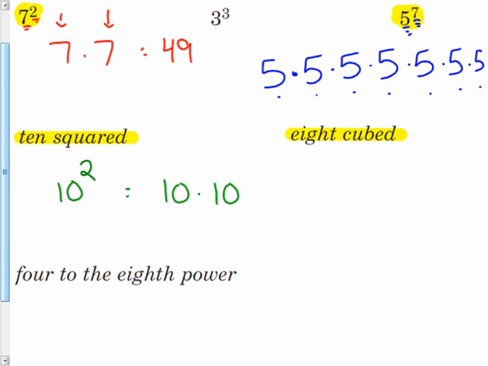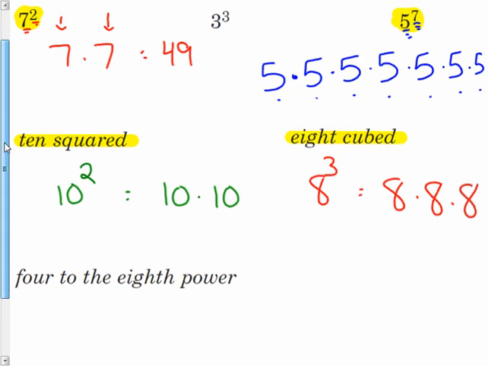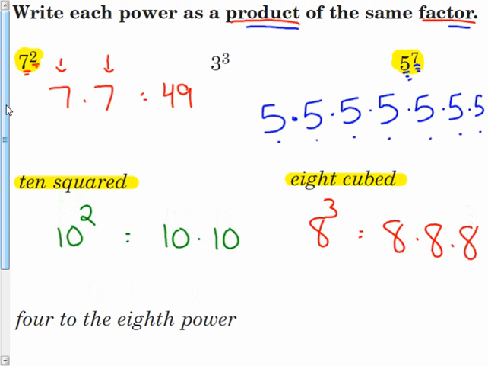8 cubed. Remember, the phrase cubed means the exponent is 3, or to the power of 3. So 8 cubed means this. And when I write that out as a product of the same factor, it means the number 8 3 times. So that's writing problems, exponents as products of the same factor. Write out what the multiplication problem is going to be to find the answer.